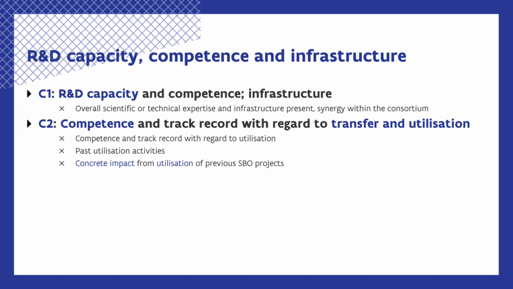The third and last aspect on competence and infrastructure consists of two equally weighted criteria. The first mostly assesses whether all necessary expertise and infrastructure is available in the consortium. The second criterion addresses the track record of the consortium with respect to successful transfer and utilization of research results. In particular, concrete impact following from previous SBO projects, as described by the applicants, is considered.